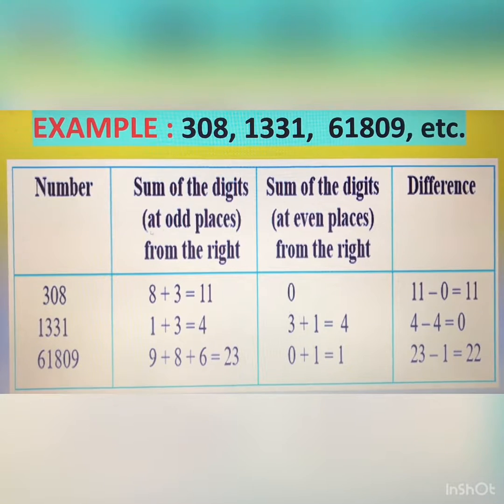So dear, try to understand it with an example. That's 308. So the sum of the digits at the odd places. So you count here 1 and 3. 1, 2, 3.